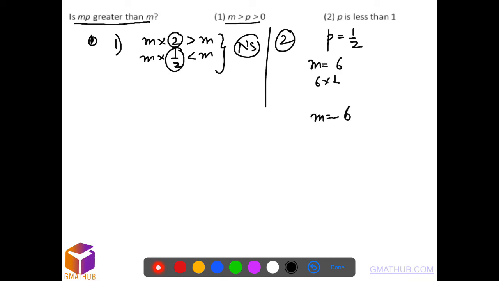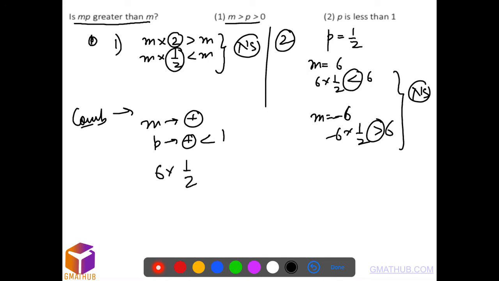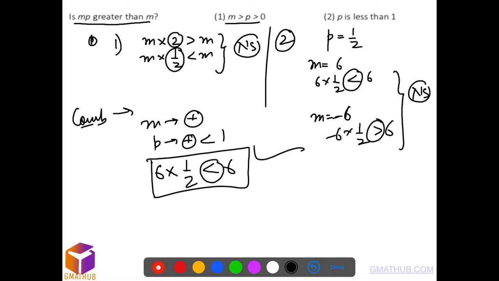So 6 into 1 by 2 will be less than 6. Minus 6 into 1 by 2 will be bigger than 6. Again, not sufficient. The inequality could be anything. Combine the two. M is positive, P is positive but less than 1. So it's like 6 into some value which is less than 1. I know what the result would be. It will be less than M for sure. Sufficient. C would be our answer.